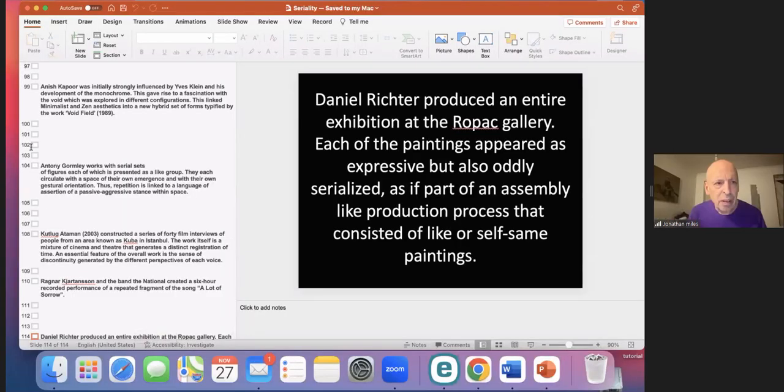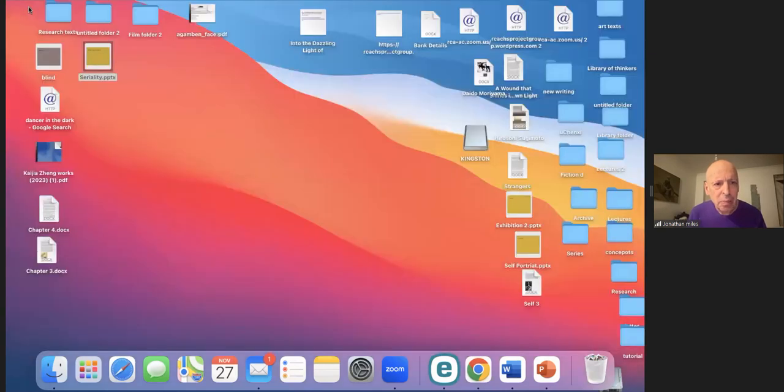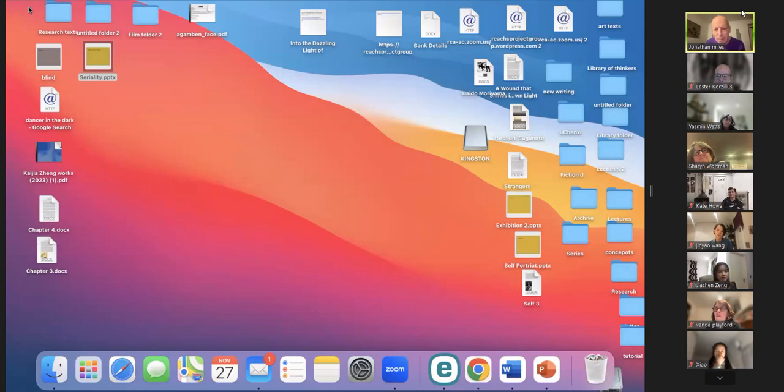I feel there's something very worrying about this trend towards serialization, as if it's become a different apparatus, which is primarily economic.